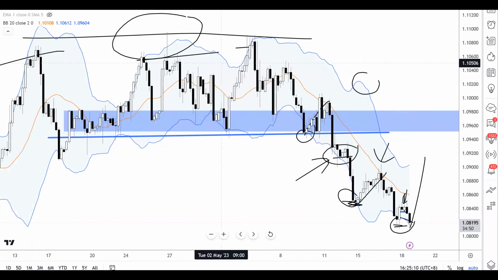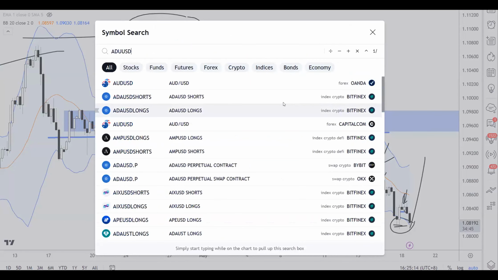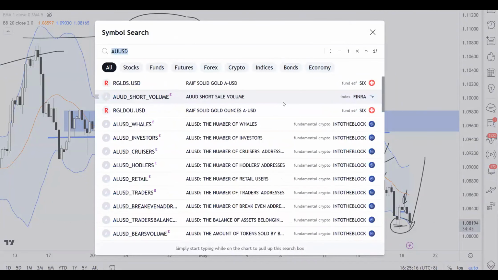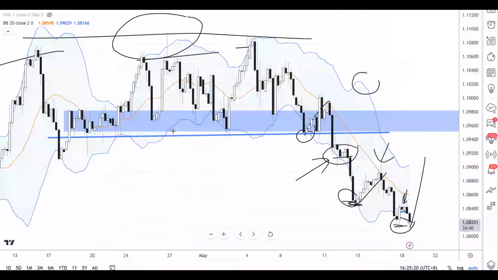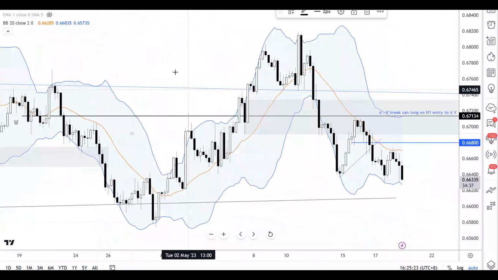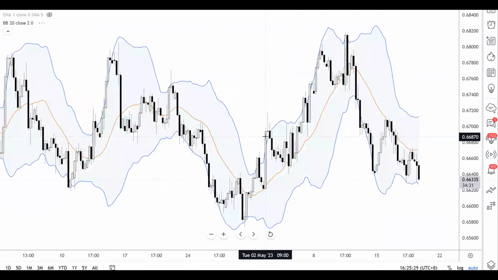Okay, so that's the picture on Euro Dollar. Let's take a look at Aussie Dollar. If I take a look at Aussie Dollar, you can see pretty much the same thing. I'll just use a different chart so that it's cleaner.